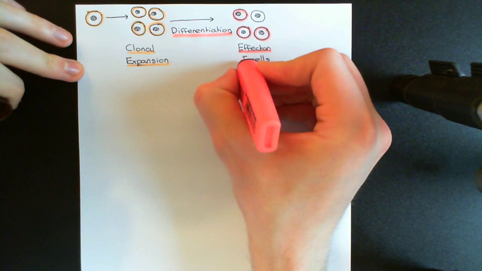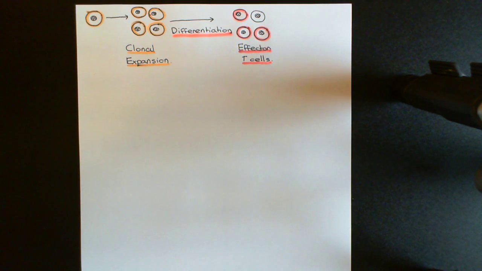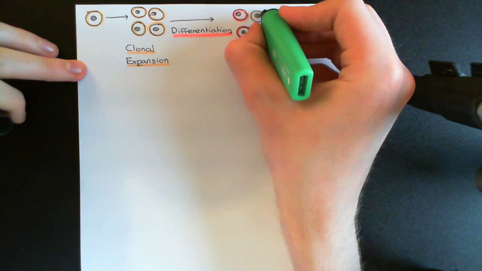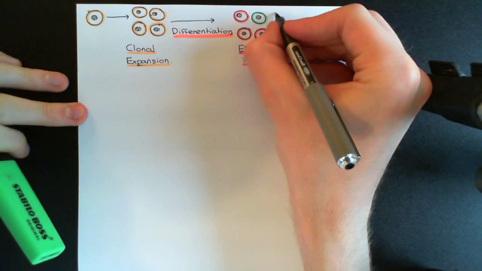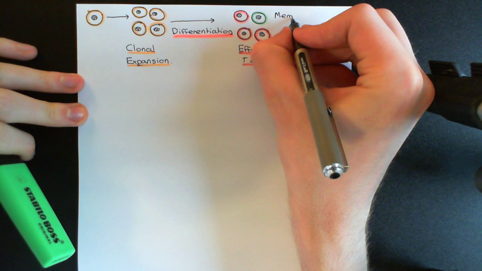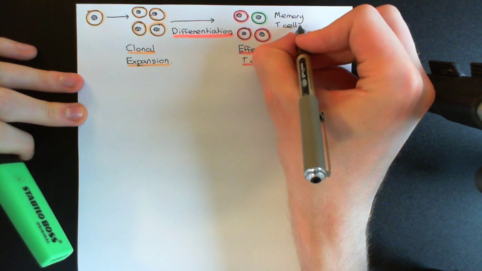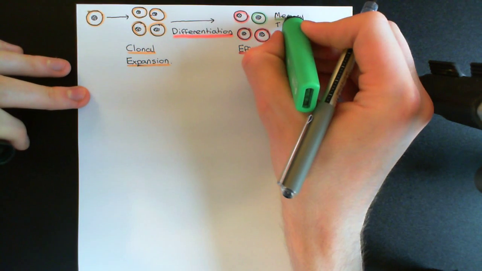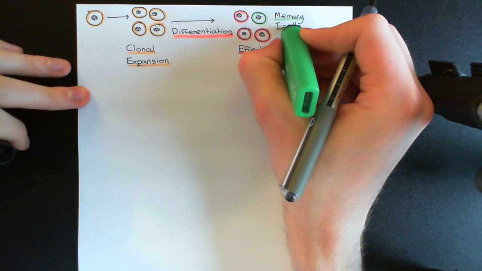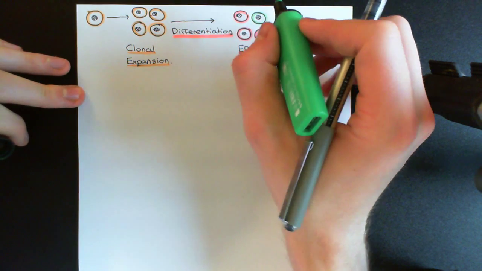And then the final cell that we've got up there, the other thing that the naive, mature T cells can differentiate into is what are known as memory T cells. So this in green here, this is representing what's called a memory T cell. Okay, so what is the job of memory T cells? Well, their job is very similar to the mature naive T cells. The major difference is that they have a much longer life than mature naive T cells.